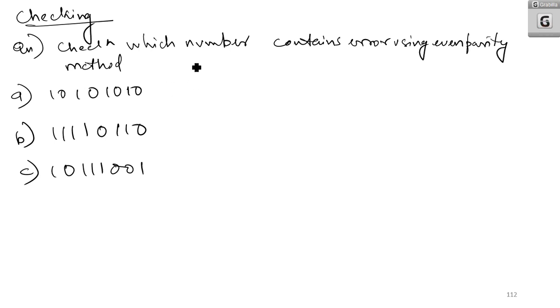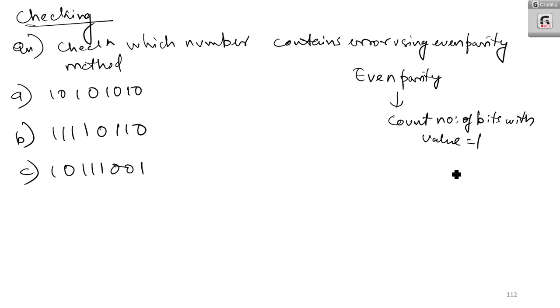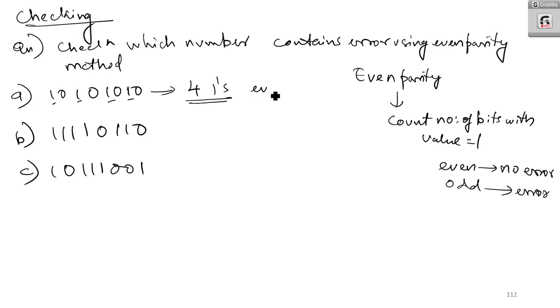So what is even parity method? In even parity method, count number of bits with value 1. And if that is even, there is no error. Whereas if that count is odd, then we can say that the given data is errorful. So here, how many ones are there? 1, 2, 3 and 4. There are 4 ones. Therefore it is even in number. That means it is no error.